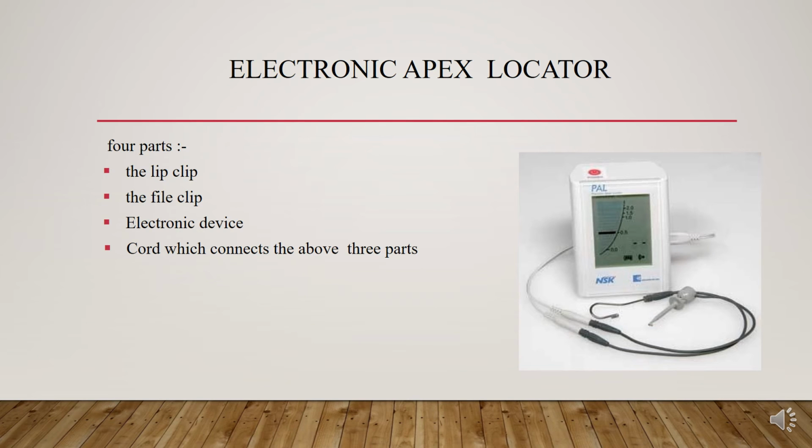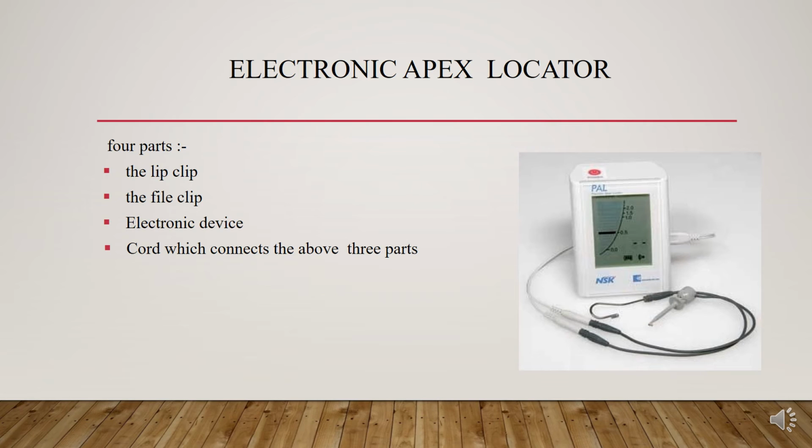Now coming to electronic apex locators. Electronic apex locators are very popular these days to determine working length. Usually the accuracy of electronic method is up to 90 to 95%. They are pretty much very accurate. In the department right now we are using the fifth generation apex locator, not even fifth generation apex locator, Root ZX apex locator. Accuracy is very good, somewhere around 90 to 95%.